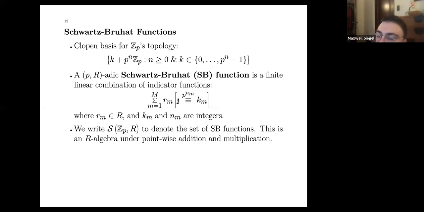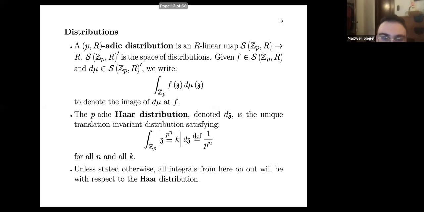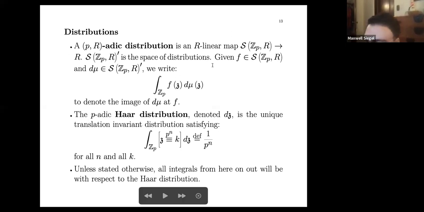When R is the completion of a number field at a place ℓ, I speak of the p-ℓ-adic SB functions, and p-infinity-adic means that R is either the reals or the complex numbers. So once you have local Schwarz-Bruhat functions, you can define distributions. A p-R-adic distribution is an R-linear map from Schwarz-Bruhat functions to R. We write this to denote it, and notation-wise, if we have a Schwarz-Bruhat function f and a distribution dμ, we write the integral of f dμ to denote the image of f under dμ.